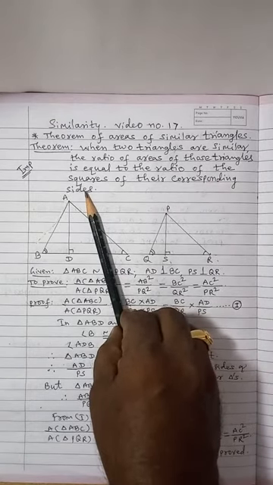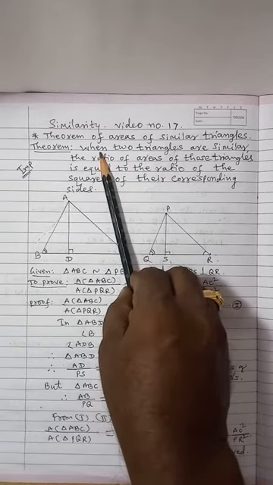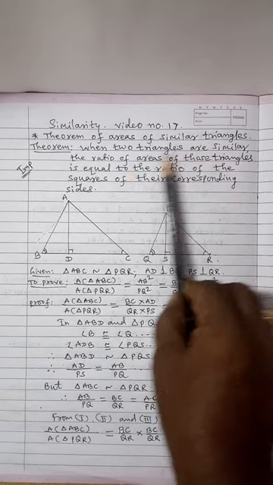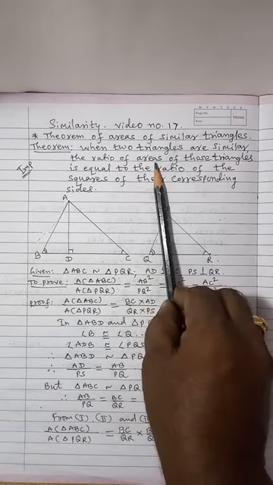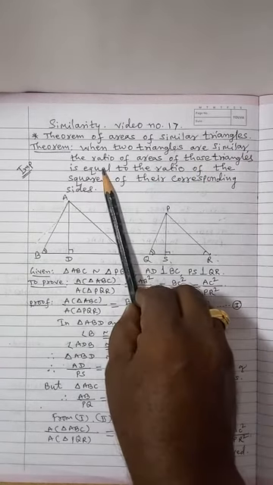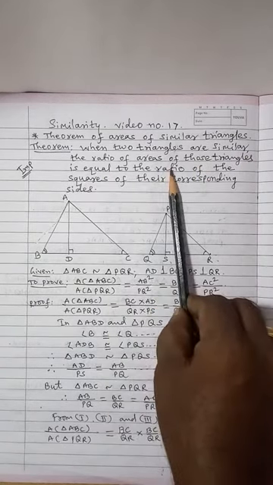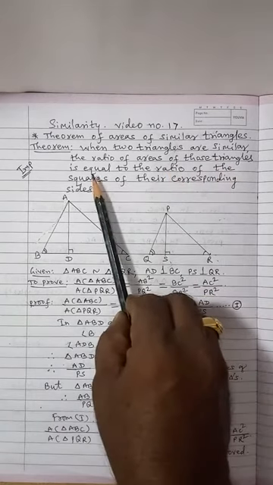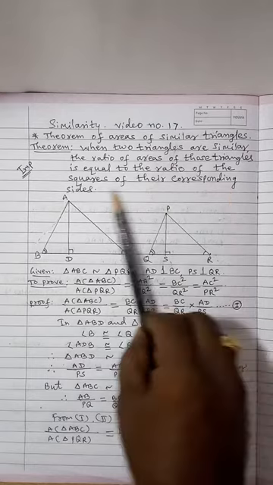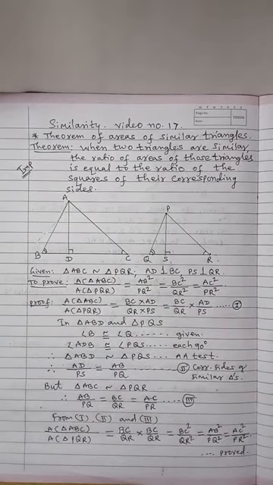Okay, I am reading it again. When two triangles are similar, the ratio of areas of those triangles is equal to the ratio of the squares of their corresponding sides. Let us see what it means.